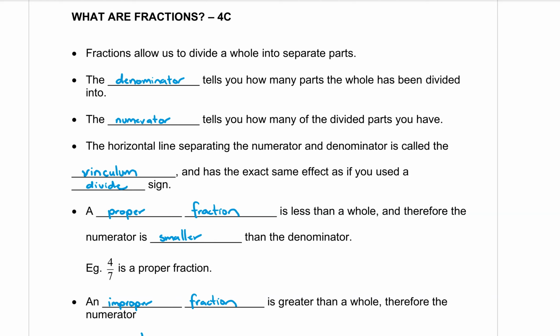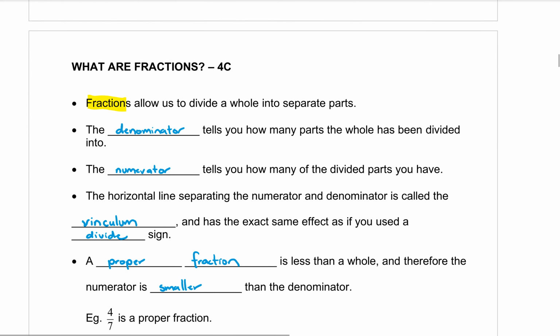Hello Year 7. Today we are doing an introduction to fractions, and the question is, what are fractions? Fractions allow us to divide a whole into separate parts, and the denominator, that's a fancy word, tells you how many parts the whole has been divided into, and the numerator tells you how many of the divided parts that you have.